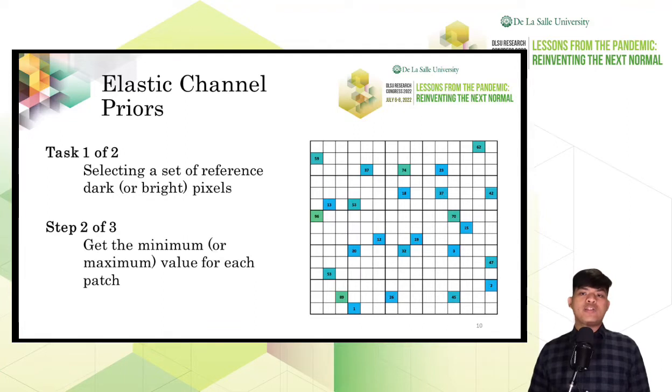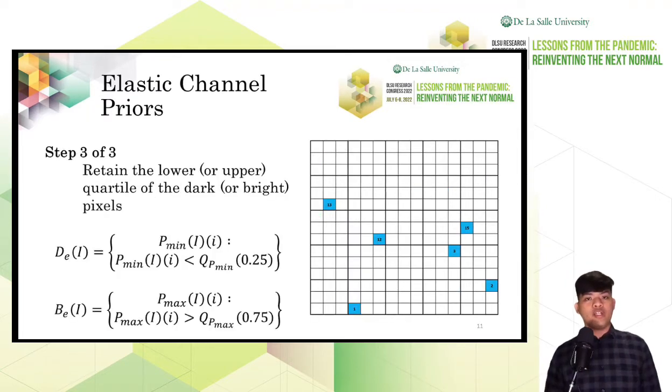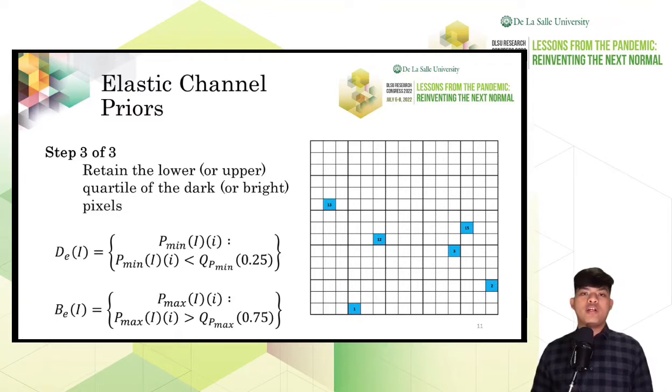The set of all patch minima roughly represents a nonlinear downsampled version of the image. To further enhance the prior, only the lower quartile of the dark values are used to describe the elastic dark channel prior, while the upper quartile of the bright values are used to describe the elastic bright channel prior. These two elastic priors can then be used in place of the original extreme channel priors to form the elastic extreme channel prior.